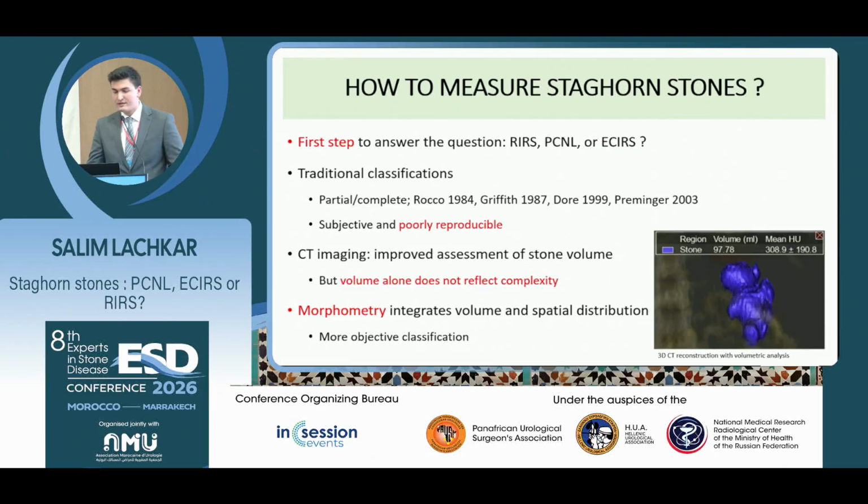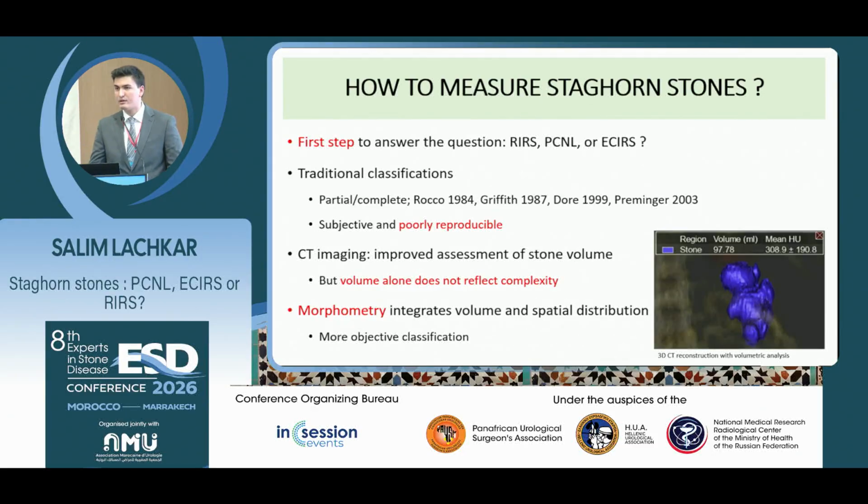So the first step to answer the question, should I use the percutaneous technique, ureteroscopic or ECIRS, is to know how to correctly measure a staghorn calculi. The traditional classifications are poorly reproducible because they were only based on the size of the calculi. Of course, if we use a CT scan, we will have an improvement of the assessment of the stone volume, but this is the first key message. Volume alone does not reflect the true complexity of the calculi.